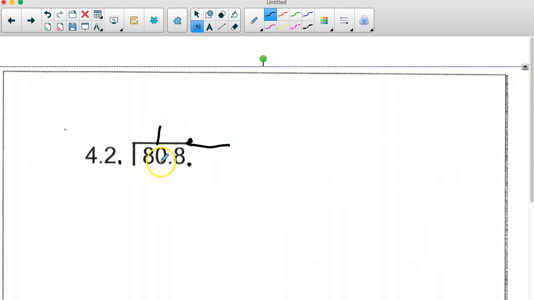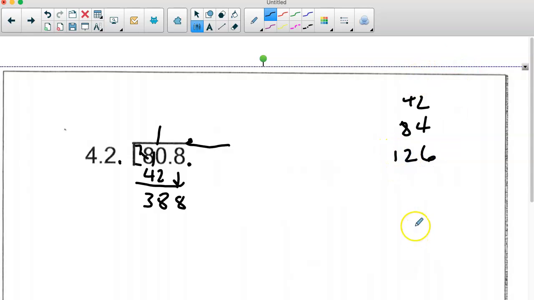Notice how I put the 1 above the 0 because 42 went into 80. 1 times 42 is 42. When I subtract, I get 38, and I'll bring down the 8. Now I can over here go ahead and make my multiples list. So 84, 126, and I could keep going that way.